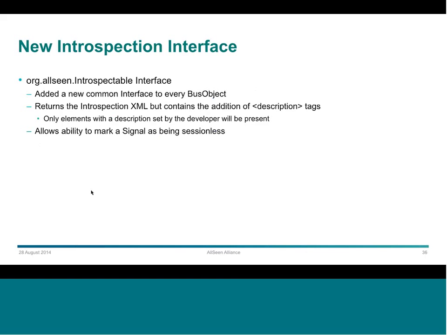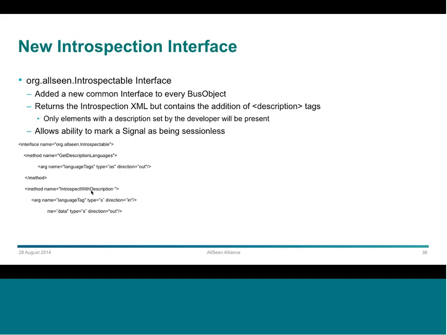So in order to make this happen, we created a new interface. It's our org.allseen introspectable interface. And we took the base introspection XML that's returned, we added in a new description tag, and on those signal fields that I talked about earlier, we added a new attribute that allows you to specify if it is sessionless. So you know whether you have to be connected or not.